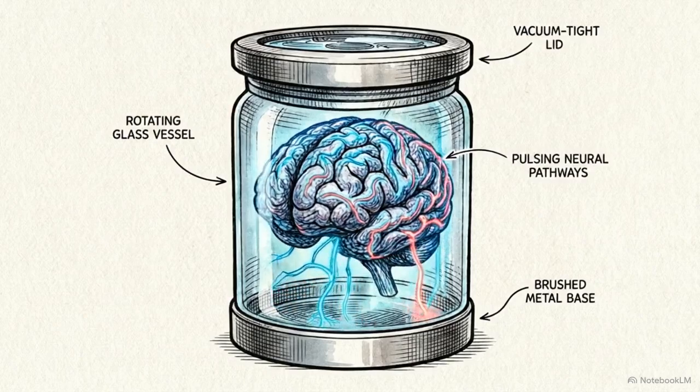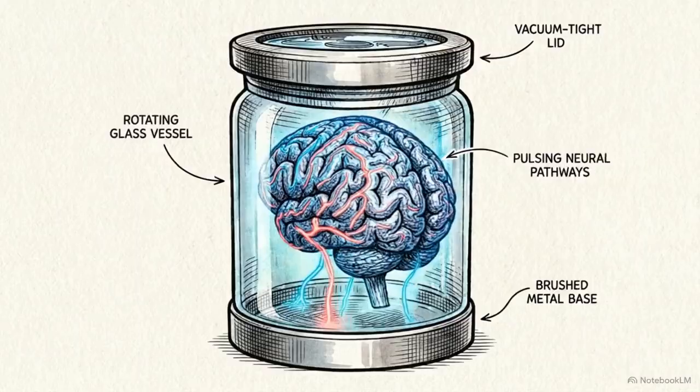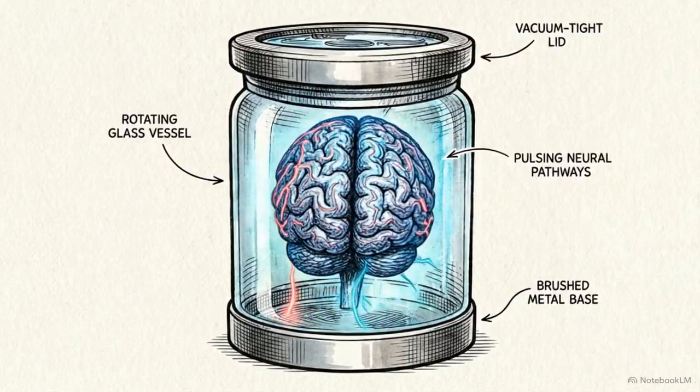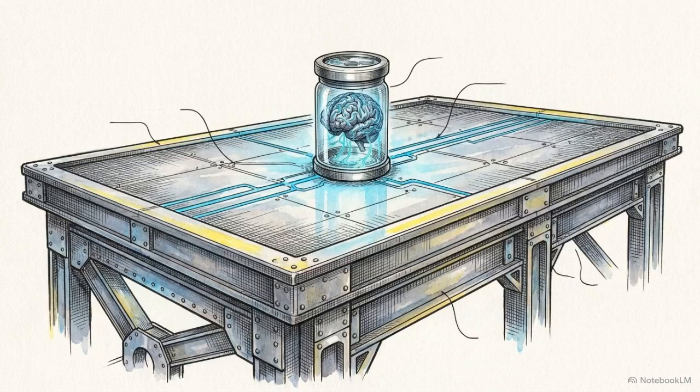Look at this isolated biological brain floating in a sealed jar. It represents a modern large language model. It holds an immense amount of knowledge about physics, history, and code, but because it has no hands and no connection to the outside world, it cannot actually do anything.